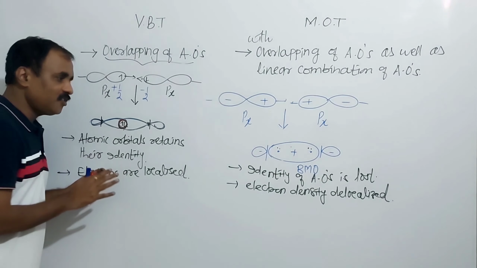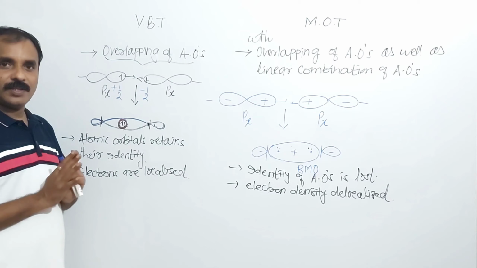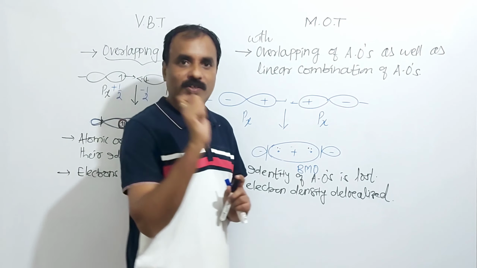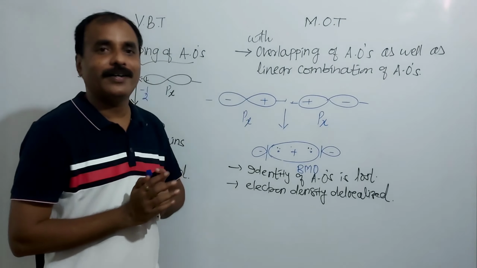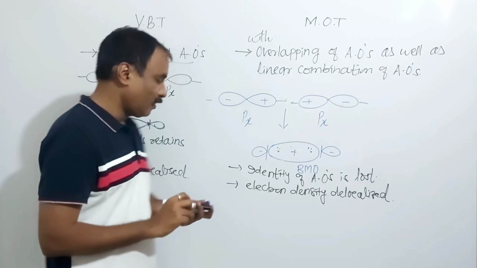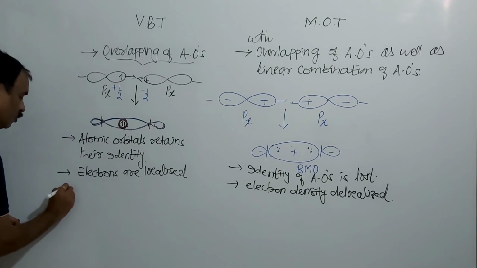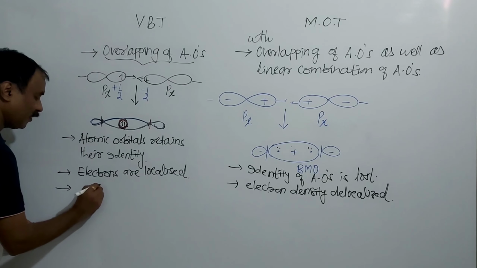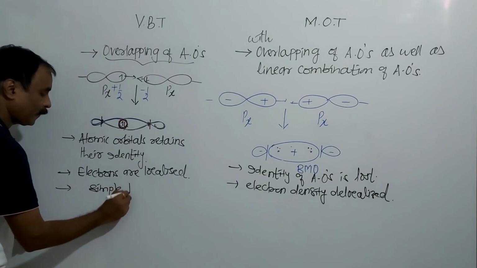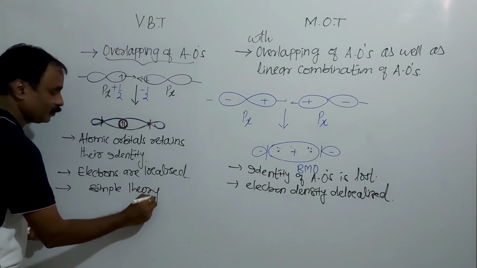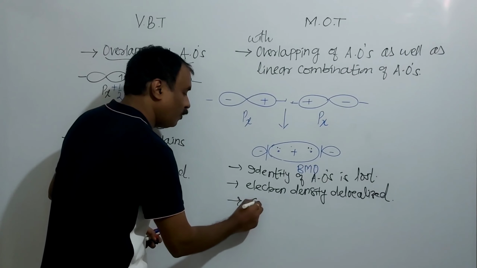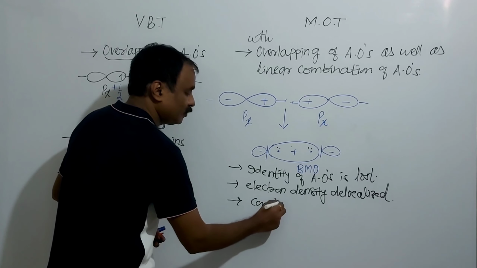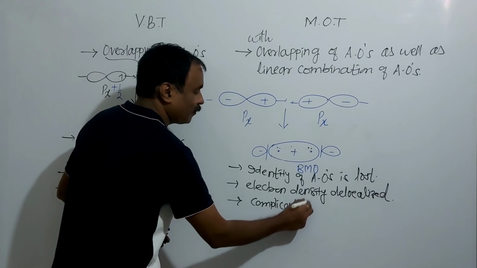Remember, valence bond theory is very simple. It is a simple approach towards formation of covalent bond. But this theory is a very complicated quantum approach. We can write, VBT is a very simple theory. But here molecular orbital theory is complicated.